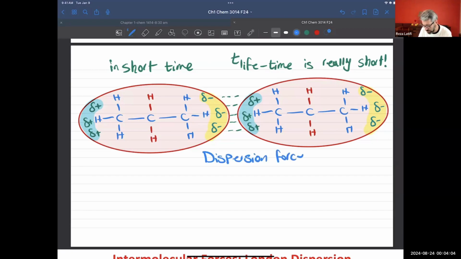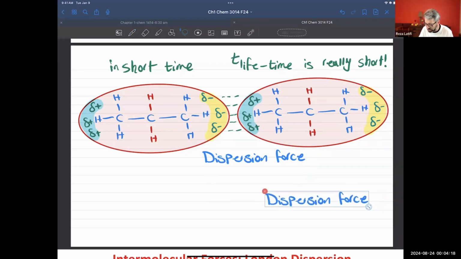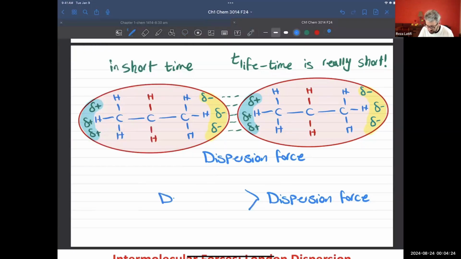Dispersion force is different than dipole force. Why is it different and why is it weaker? Because of the lifetime. So I'm going to say dispersion force will be the weakest force. It's weaker than dipole, and the reason for it is just the lifetime. The lifetime is really short, while the dipole is permanent. And the strongest one will be the hydrogen bonding.